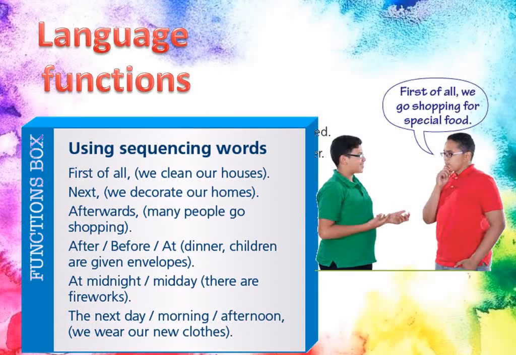Now, it's time for our language functions in this lesson. Using sequencing words. To arrange your speech or your narration, you need words to arrange the events. What are these words? First of all, this is number 1. Next, afterwards, after, before, at dinner, at midnight, at midday, and so on. The next day. So these are the sequencing words which arrange the events.